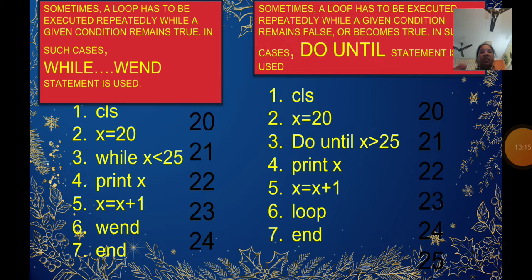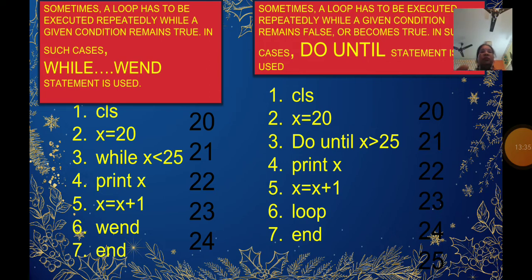But if the condition is false, once it reaches 24, then x, 24 is less than 25, right? Then 24 plus 1 is 25. Is 25 less than 25? No, the condition is false. It shifts to which one? After the Wend statement, that is the End statement.